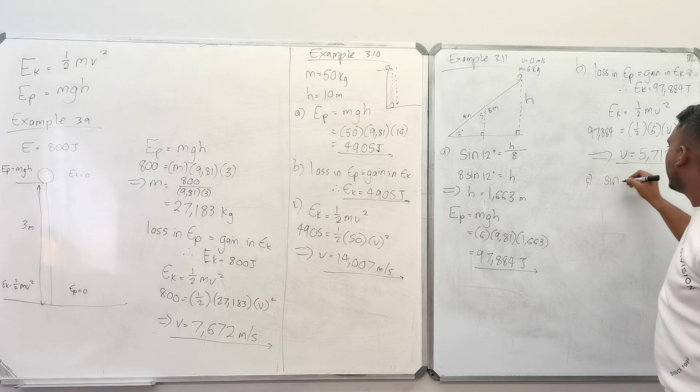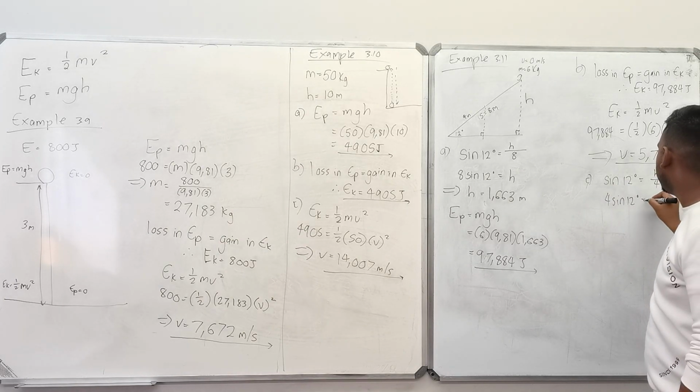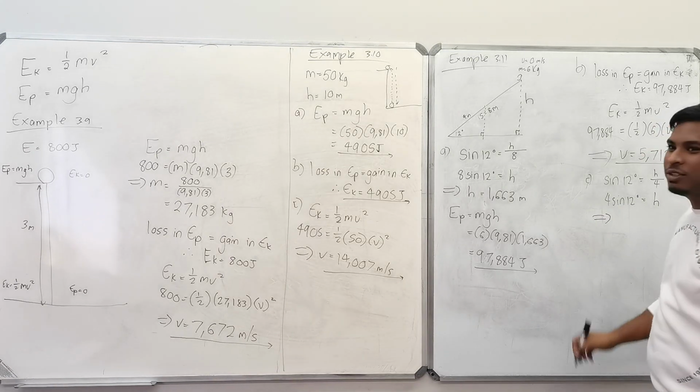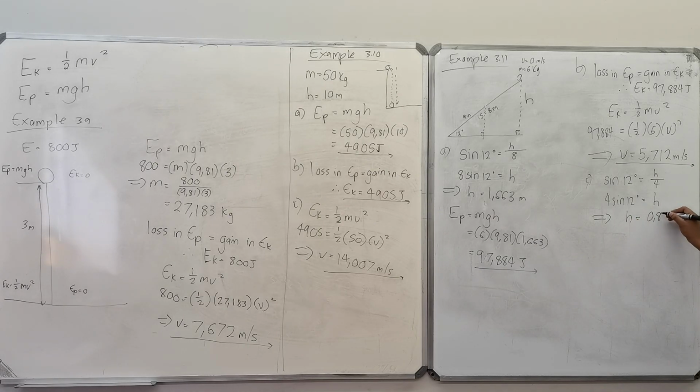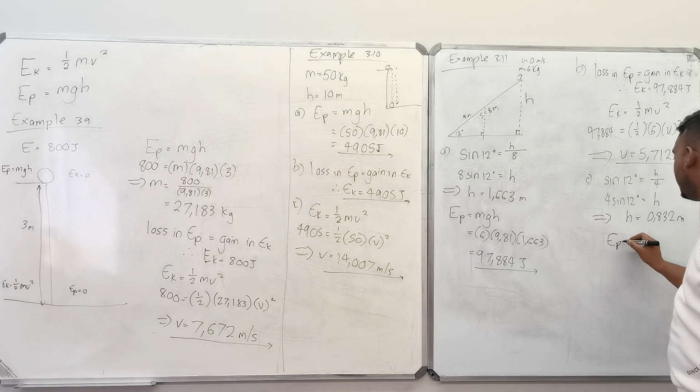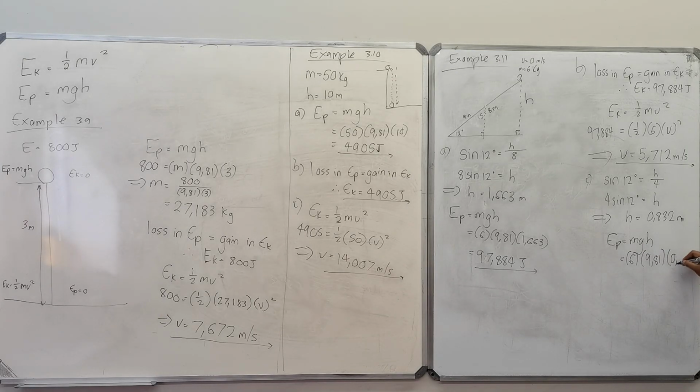So, sine of 12 degrees is equal to height over 4. 4 sine 12 degrees is equal to the height, right? Therefore, your height is equal to half of that, 0.832. Then you substitute in the formula. EP is equal to MGH, which is equal to 6 times 9.81 times 0.832, which is equal to 38.972. That's how you do it, right?